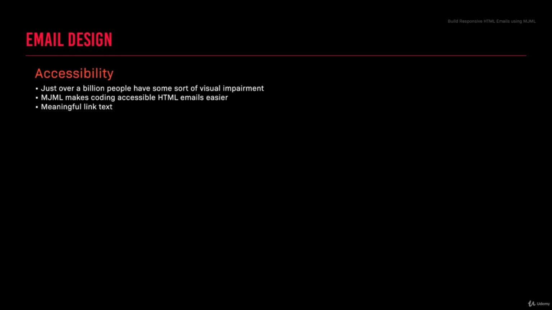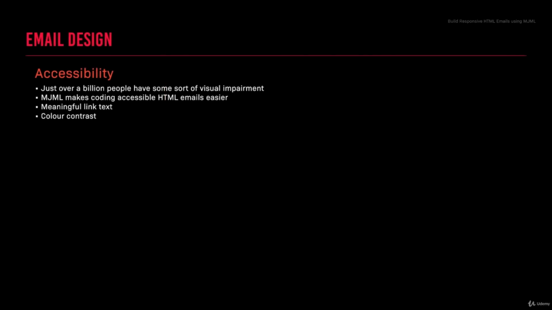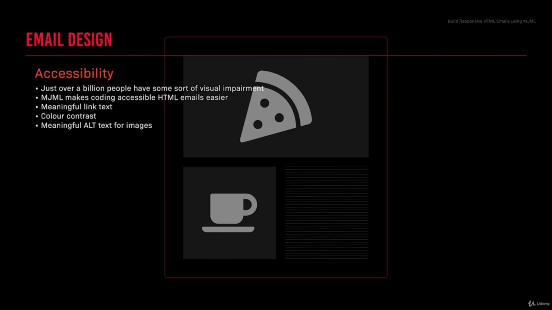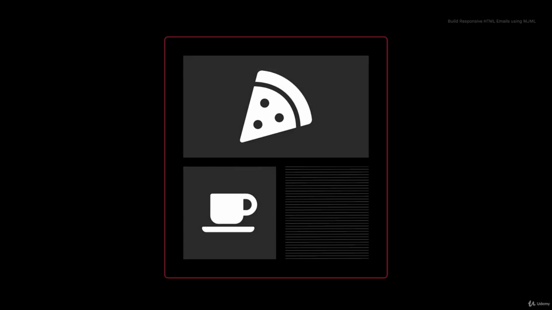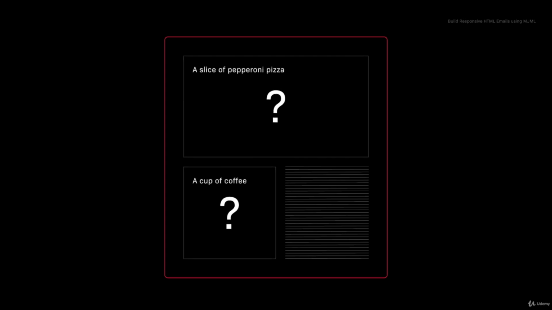One thing to consider when making an email accessible is to make link text meaningful. And when using color, ensure there's enough contrast between different colors, and use a tool to test color contrast as well. And if you use images, ensure that you have alt text and that the alt text is meaningful, unless of course you do not need to describe an image.